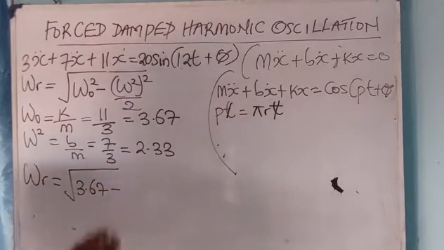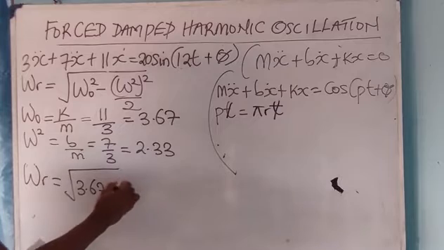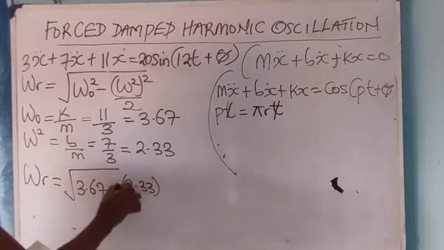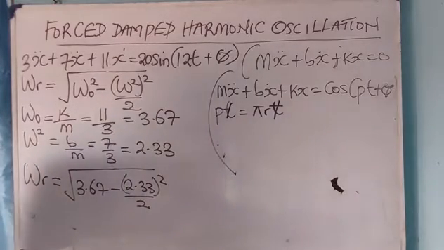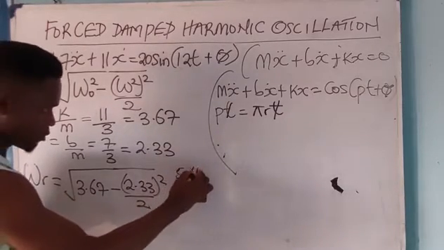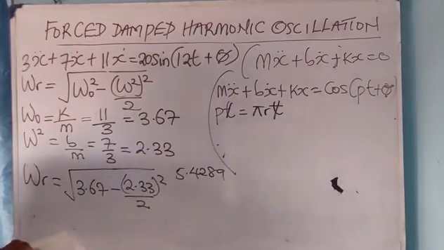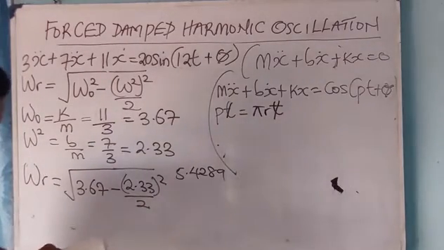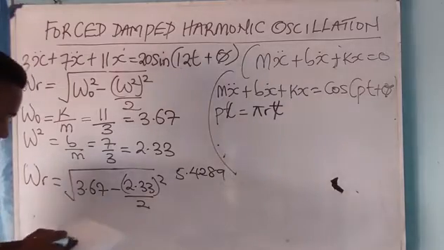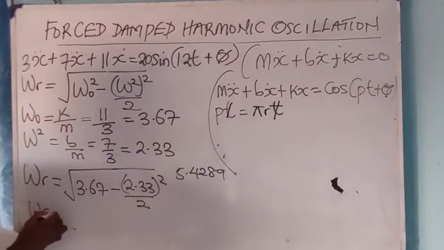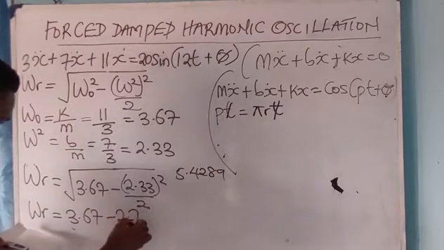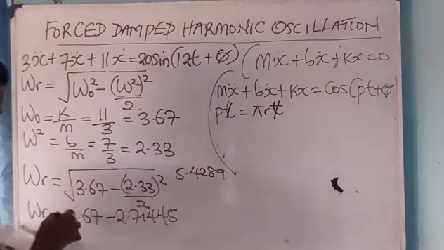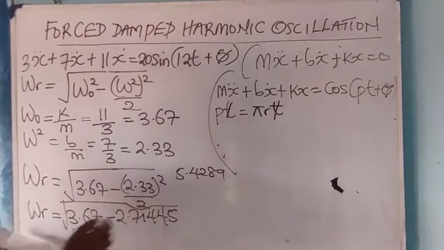now we got our natural frequency as 3.67 minus, we had it to be 2.33. It's 2.33 all squared divided by 2. So 2.33 squared equals 5.4289. 5.4289 divided by 2 equals 2.71. Okay, so WR now is equal to 3.67 minus 2.71445. Do not forget square roots.